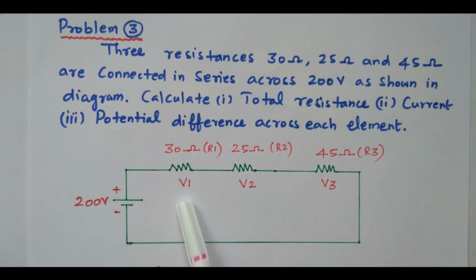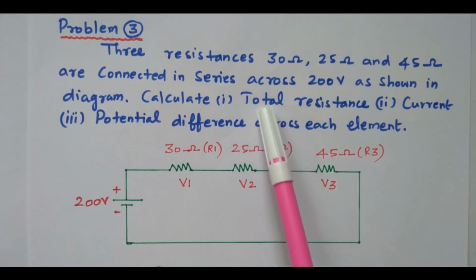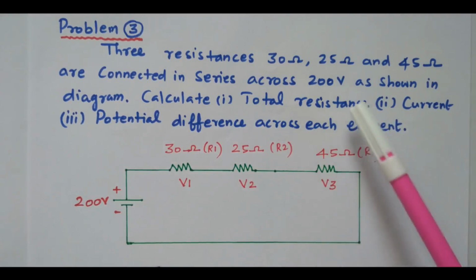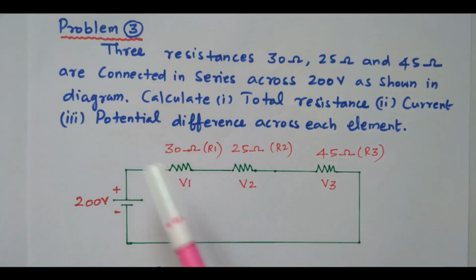The voltage drop across this 30 ohm is V1. Voltage drop across 25 ohm is V2. Voltage drop across 45 ohm is V3. Right? What is the question? Total resistance. We need to find the total resistance. What is the total current? What is the potential difference across each element, each resistance? Right? Total resistance, total current and potential drop across each element, that is V1, V2, V3.